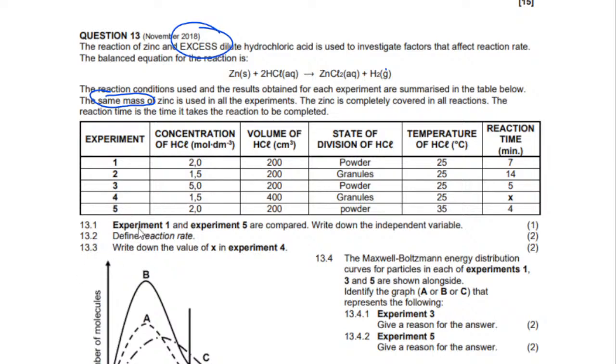All right. And then they're saying that experiment number 1 and experiment 5 are compared, 1 and 5. So they selected those two. Okay, let's see what they're saying. Write down the independent variable for experiment 1 and 5, because they're saying experiment 1 and 5.